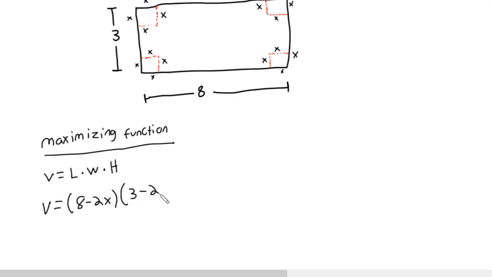3 minus 2x. And then what about my height? Well, the height's the easiest part, because remember what's going to happen here. These are going to get cut out, and this end right here, I wish I could show an animation or something. This is going to get folded up. This guy right here, it's going to get folded upward.